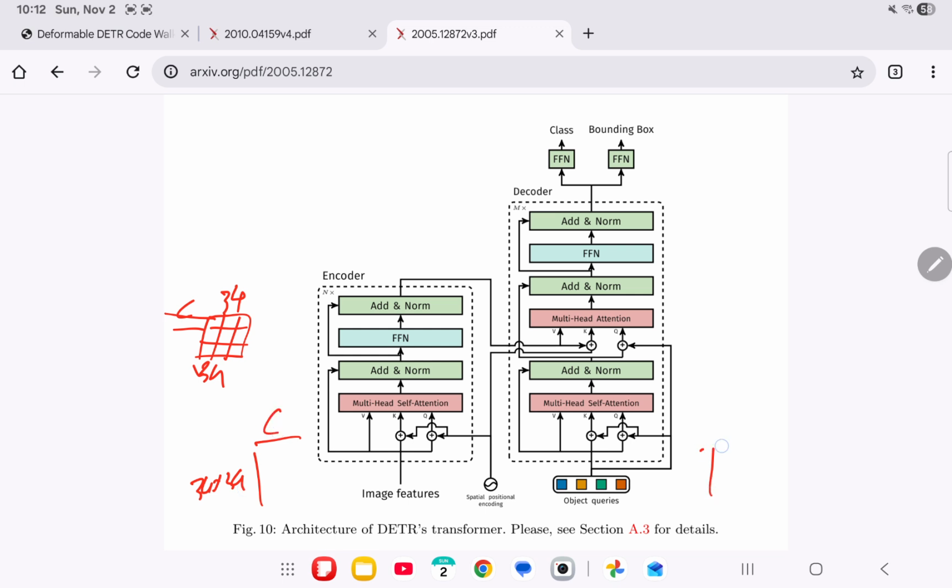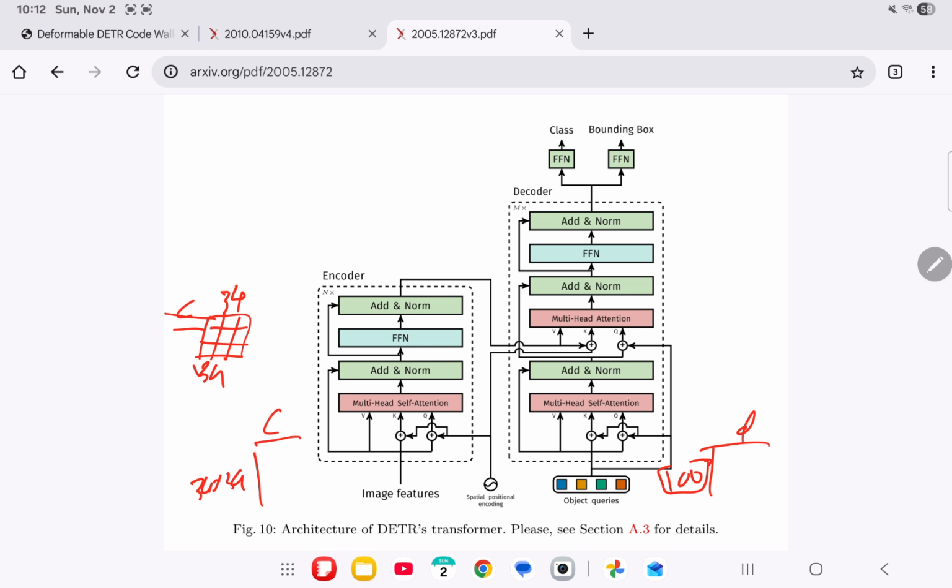And on the decoder side, they had 100 queries, of a set dimension, and each query was supposed to learn whether there was an object in a certain region or not. And in the end, they have a bounding box. I'm not going into the intricacies involved in the training, which is actually based on Hungarian loss and bipartite matching and so on.